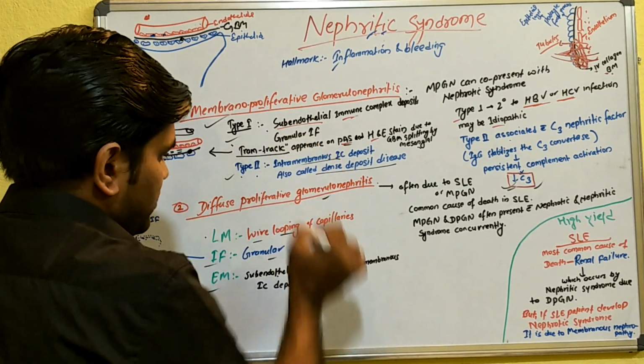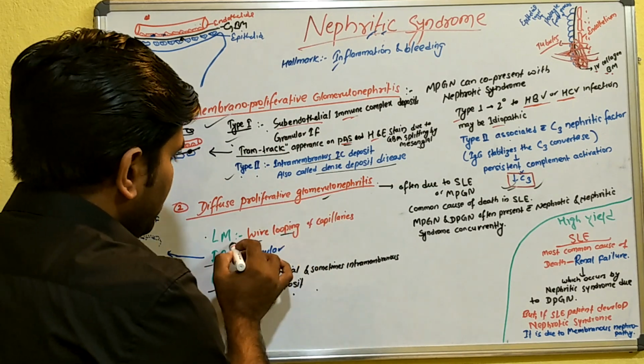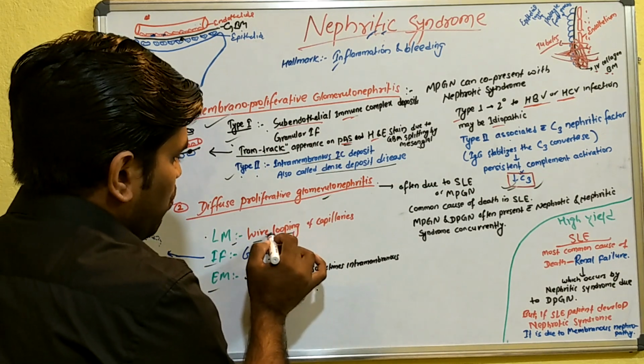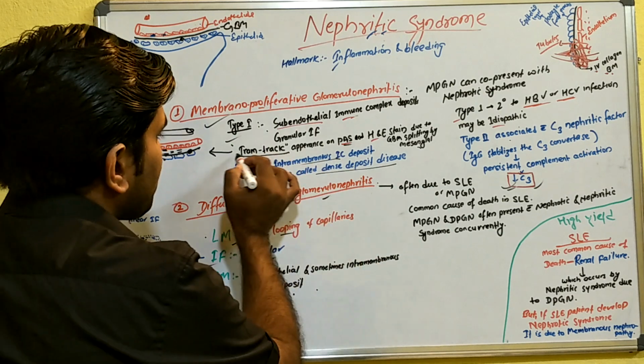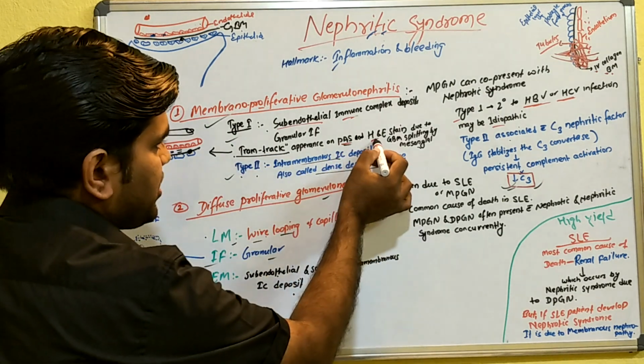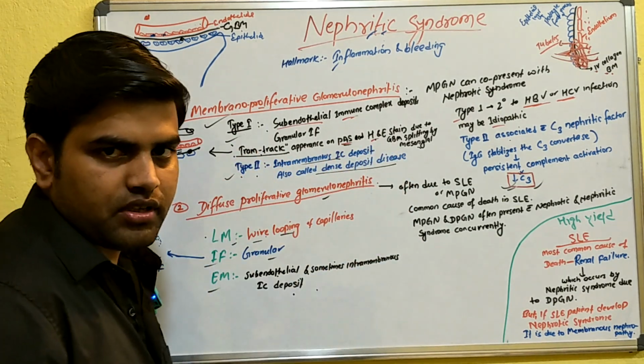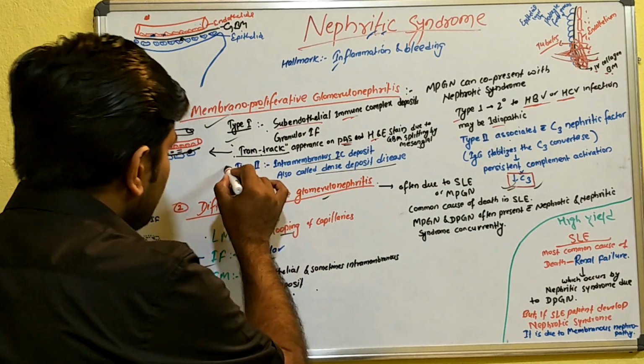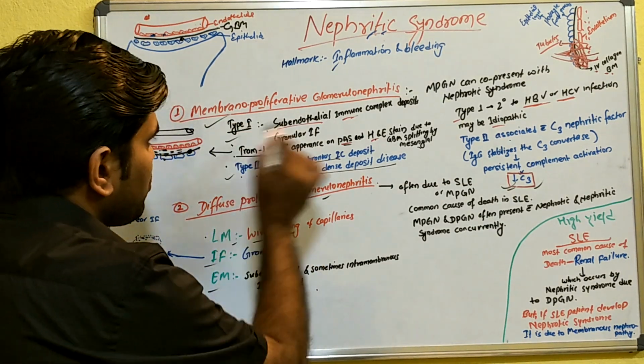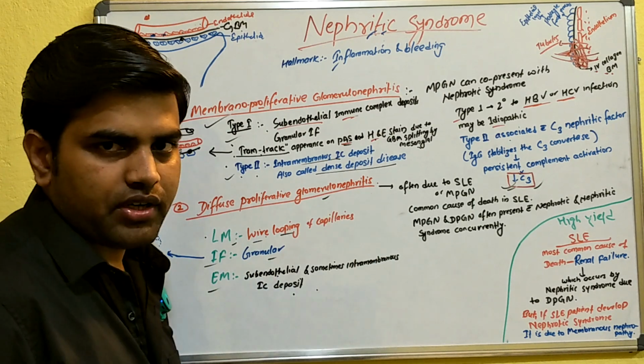So it will be the same as this, the only difference is that here the light microscopic finding will be a wire loop of capillaries, whereas here the light microscopic finding, which is seen in the PAS and H&E stain, is the tram track appearance. That will help you differentiate between membranoproliferative glomerulonephritis and diffuse proliferative glomerulonephritis.